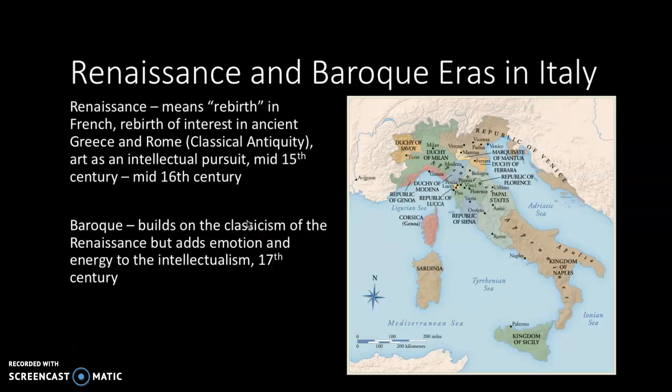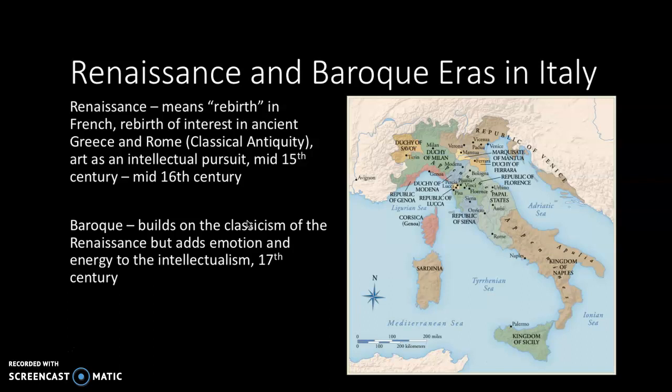Now we're going to jump ahead to the Renaissance, and we're past the year zero. We're into the mid to late 15th century in Italy. And we're jumping ahead because the Renaissance is really a rebirth in the interest in ancient Greece and Rome, in the types of Greek sculpture that we've just studied. And in fact, the word Renaissance means rebirth in French, referring to this renewed interest in Greece and Rome.